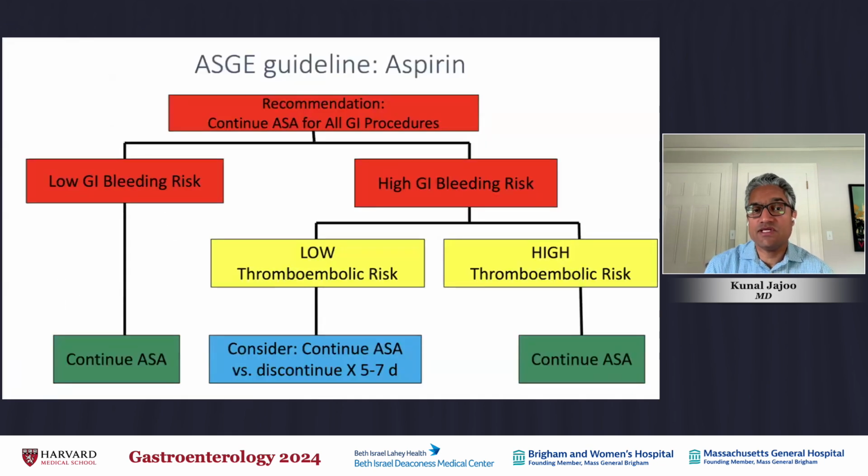So the American Society of Gastrointestinal Endoscopy has specifically stated that aspirin should be continued for all GI procedures. If there is great concern in the category of high GI bleeding risk and a low thromboembolic risk, then you can consider continuing aspirin, or if you really feel that the risk of bleeding is great for the procedure you're planning, you can discontinue for 5 to 7 days. But in general, the recommendation is to continue aspirin for all GI procedures.